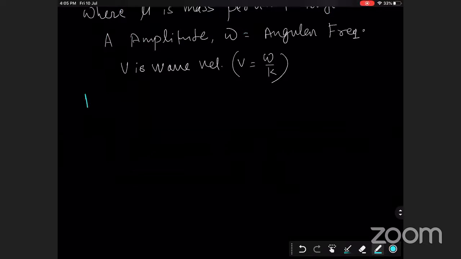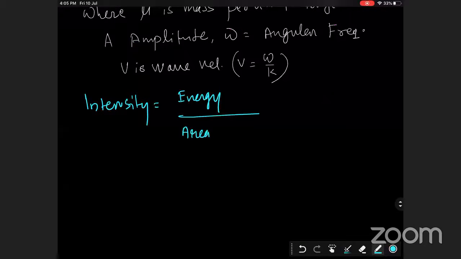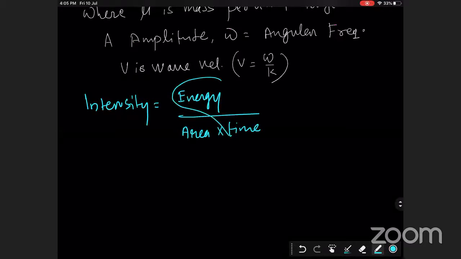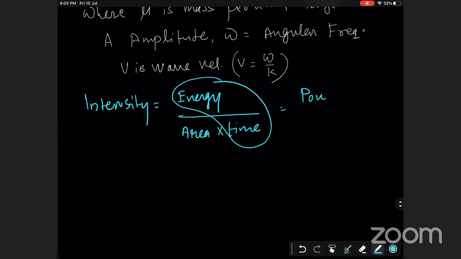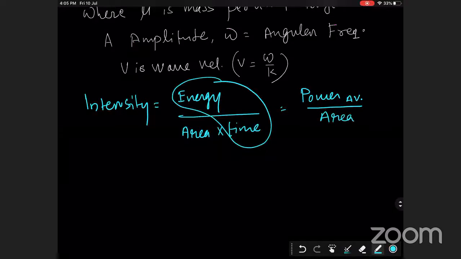Now write, intensity is energy per unit area per unit time. So energy upon time is already power. So we can use here average power upon area. By using this formula, we can find the formula of intensity.